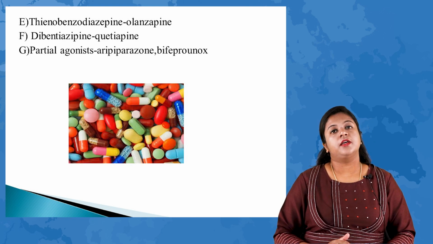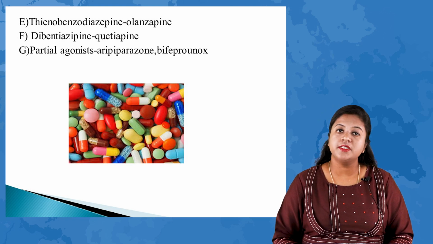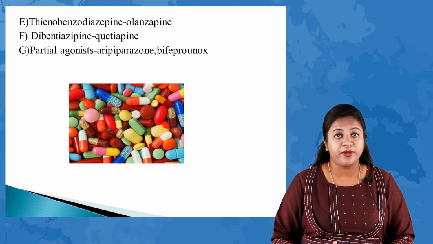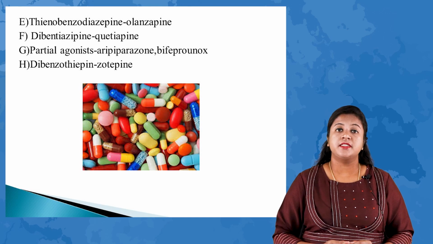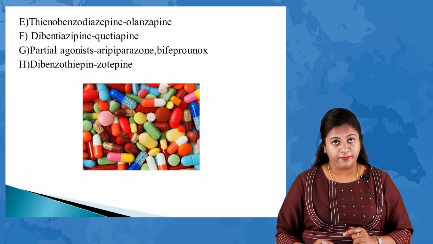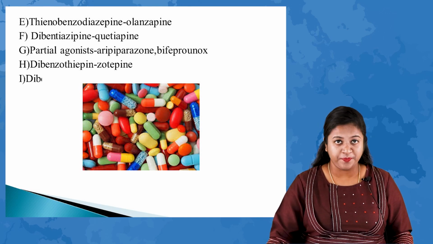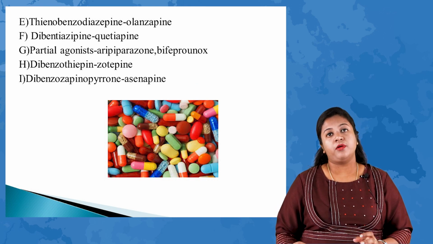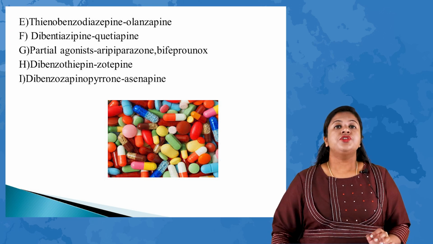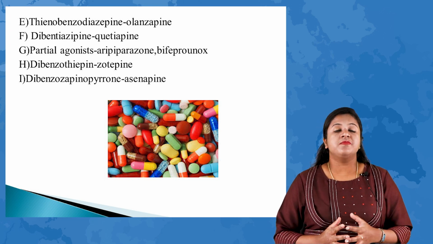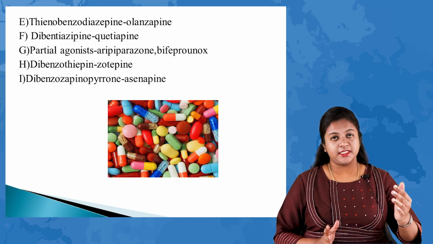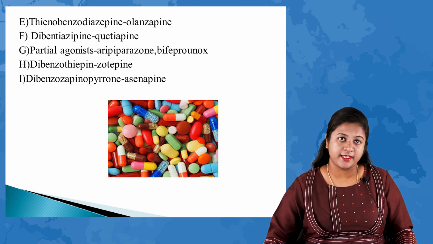The next one is the partial agonists, which includes the drugs aripiprazole and bifeprunox. The next one is dibenzodiazepine, example zotepine. The next one is dibenzo-oxepino pyrrole, example asenapine. So these are the drugs which come under the atypical or novel antipsychotics. This is the major classification of the antipsychotic drugs.